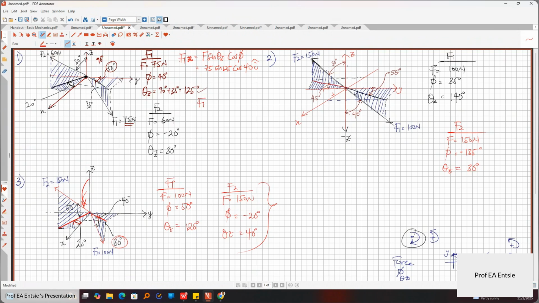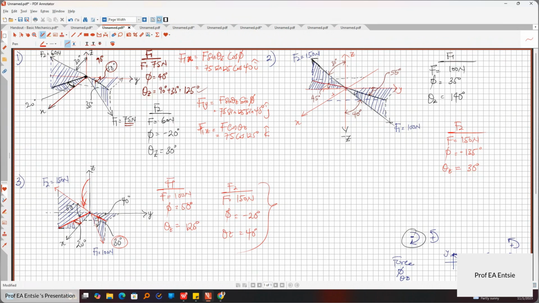If you want F1, the same F1, but this time the y component, it is given by F sine theta z sine phi. So that one will be 75 sine 125 sine 40. And lastly, if you want F1 in terms of the z component, that is very simple. It's given by F cos theta z, which is 75 cos 125. Then this is in the k component.